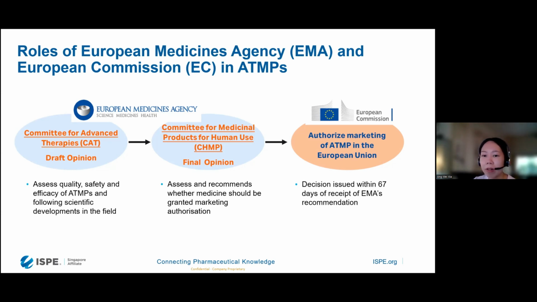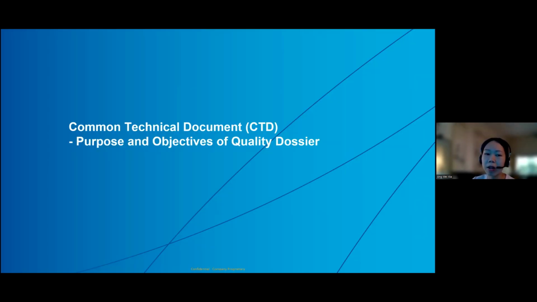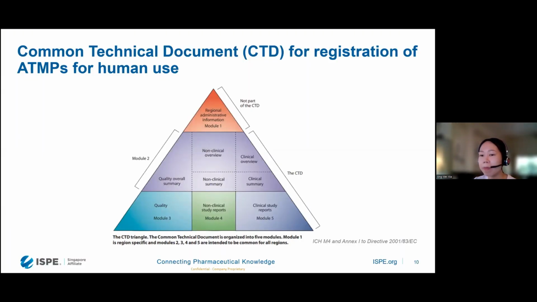So let me move on to my next slides. I'll be going through CTD, the common technical document. How do drug developers present non-clinical, clinical, and quality data of ATMPs to EMA?